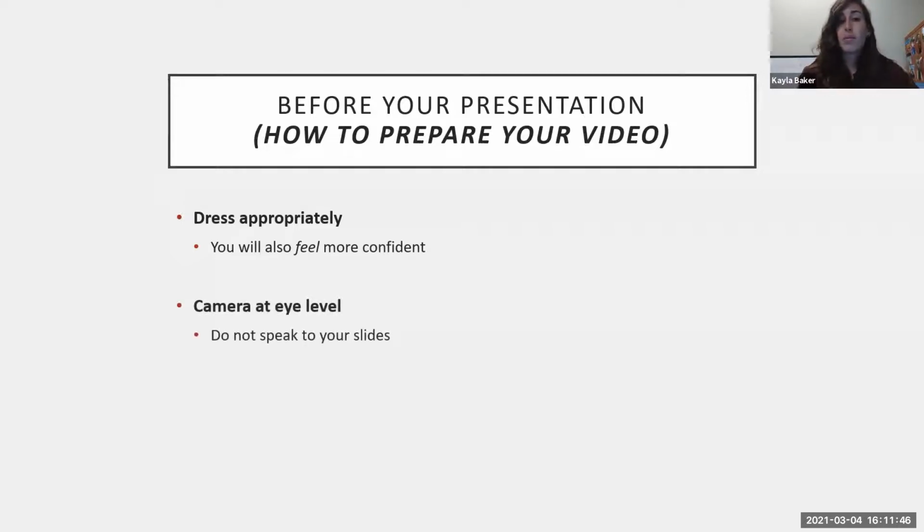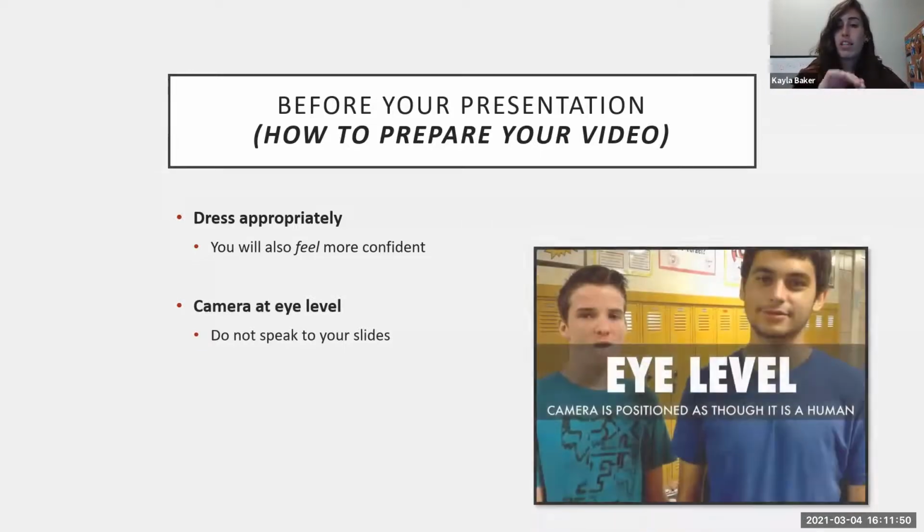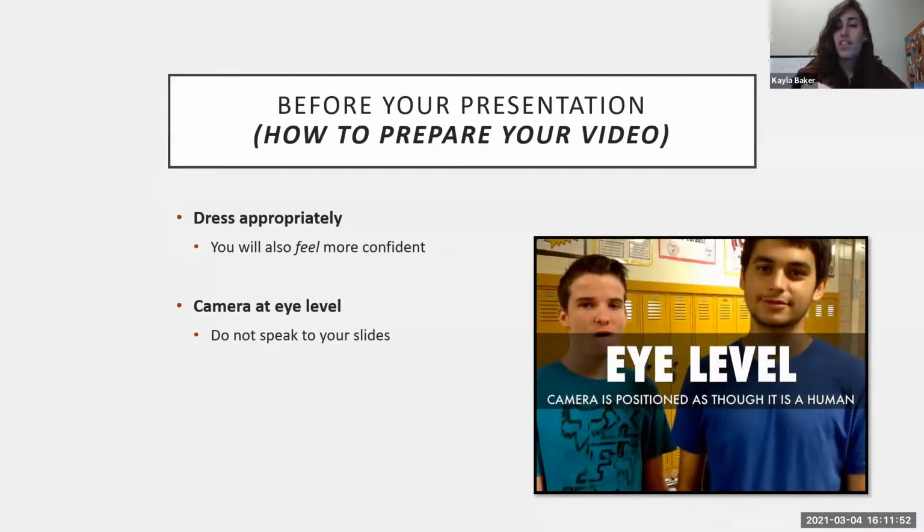Also, make sure your camera is at eye level. Make sure that you're not speaking directly to your slides. I love this, but it's true. Make sure the camera is positioned as though it was a human being. So make sure you're looking into your camera so that your audience feels like you're talking to them and that you're not just reading from the slides. It'll capture their attention more too.